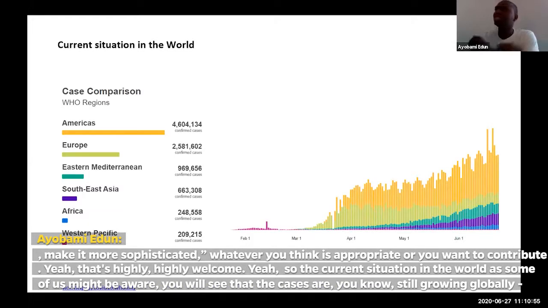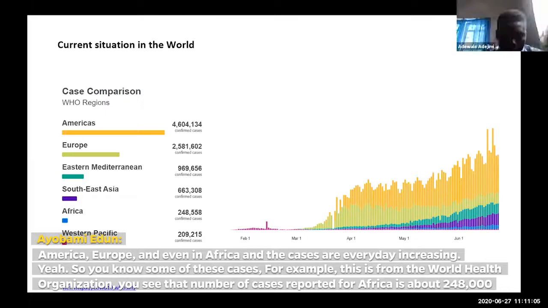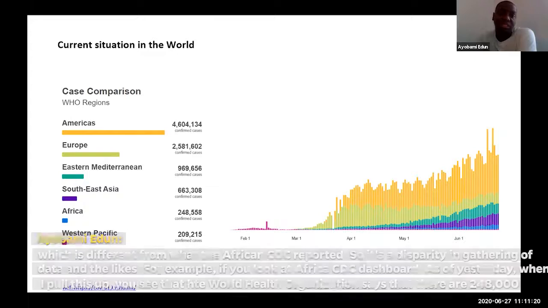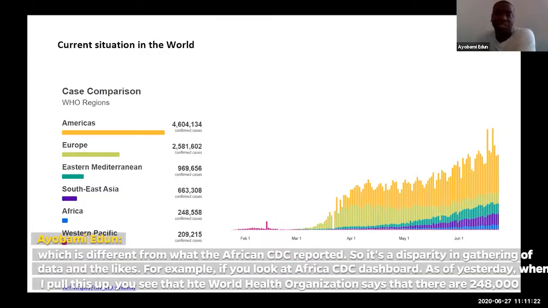So, the current situation in the world, as some of us might be aware: cases are still growing globally, in America, Europe, and even in Africa. The cases are increasing every day. For example, this is from the World Health Organization. The number of cases reported for Africa is about 248,000, which is very different from what the African CDC reported. So there is quite some disparity in the gathering of data and the like.